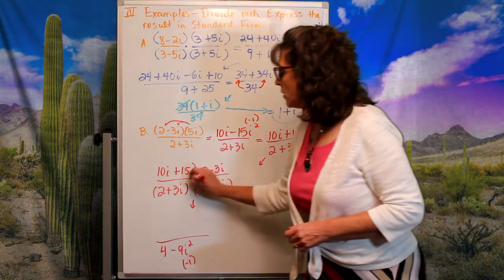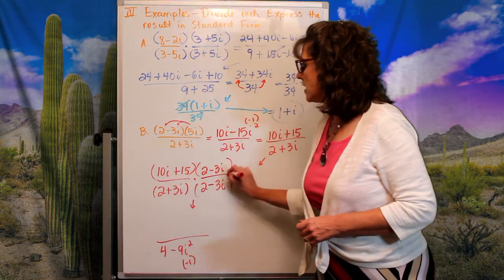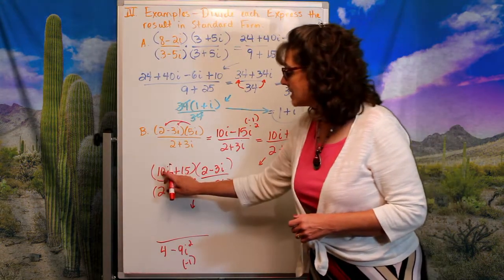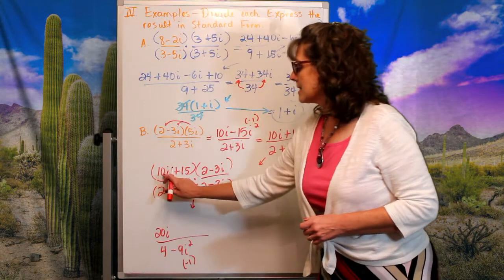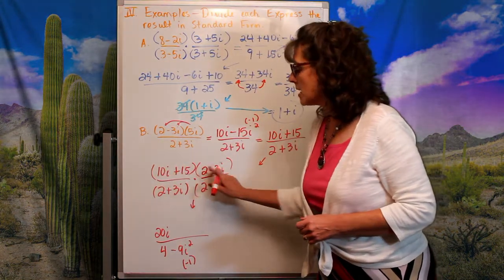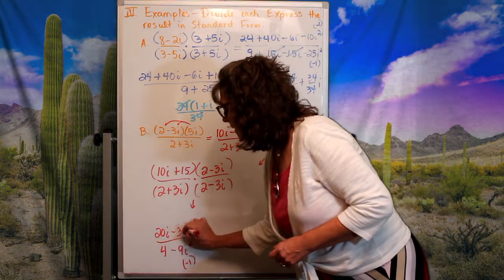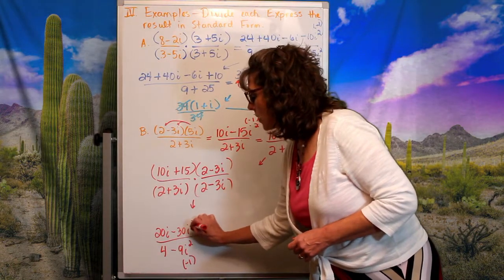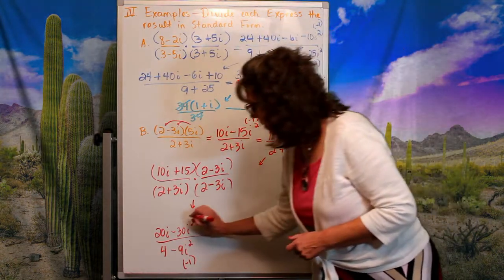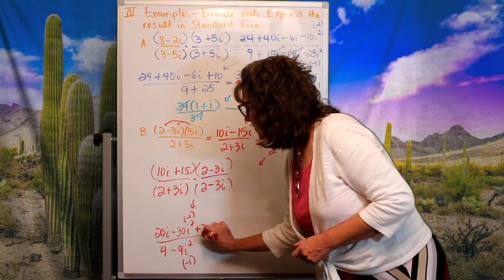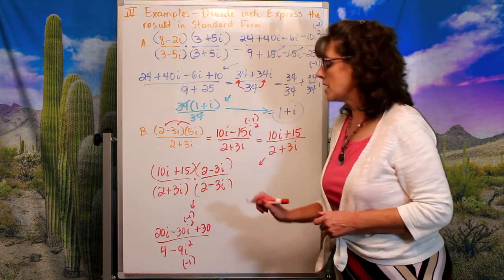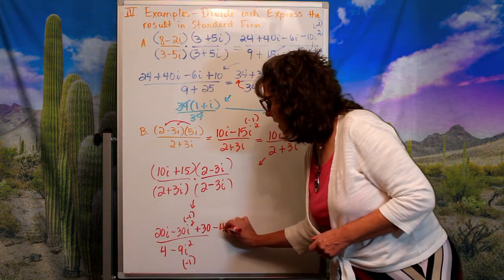Now I'm going to FOIL my numerator. 10i plus 15 times 2 minus 3i. 10i times 2 is a 20i. 10i times negative 3i, well, 10 times negative 3 is a negative 30. And i times i is an i squared. Whoop, there's another one. That's a negative 1. And 15 times 2 will be 30. And 15 times negative 3i will be a negative 45i.